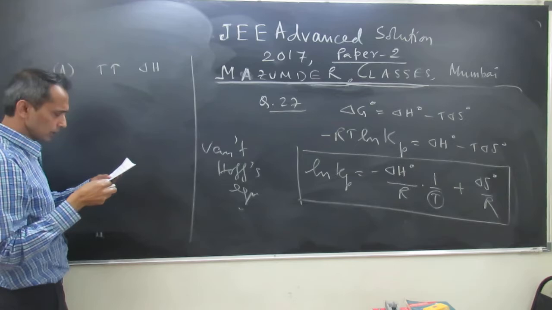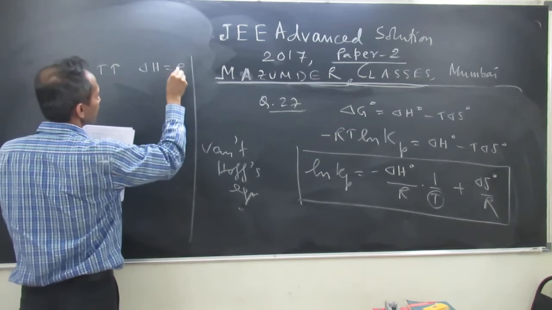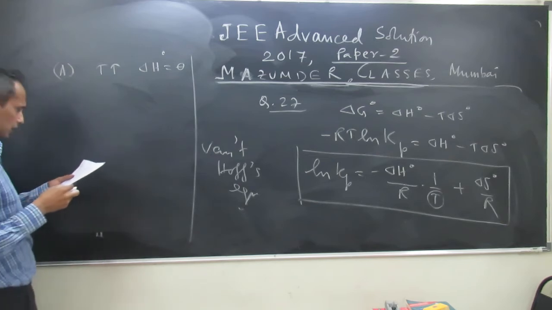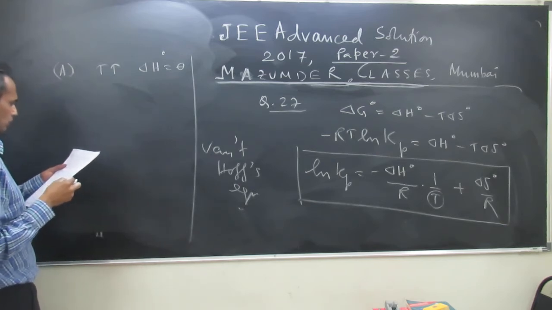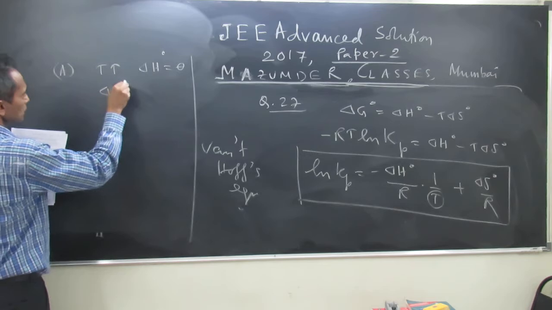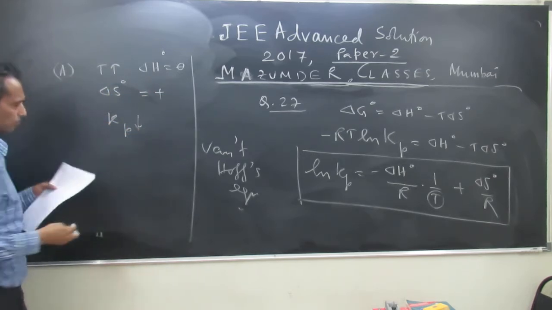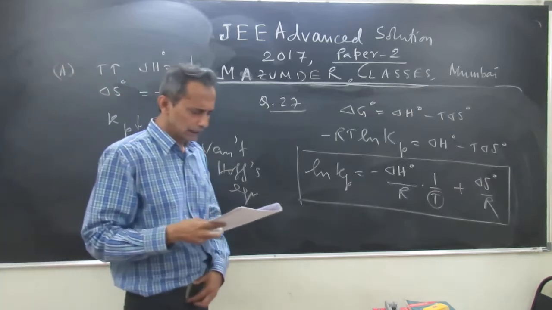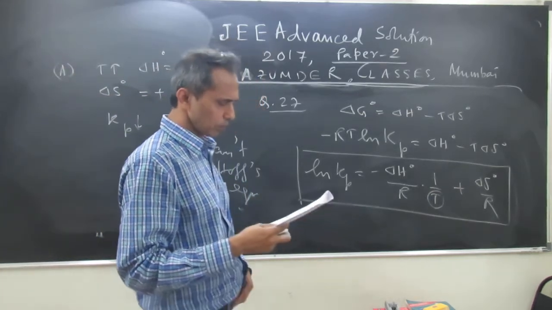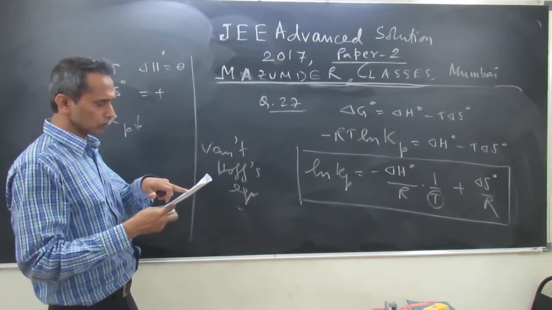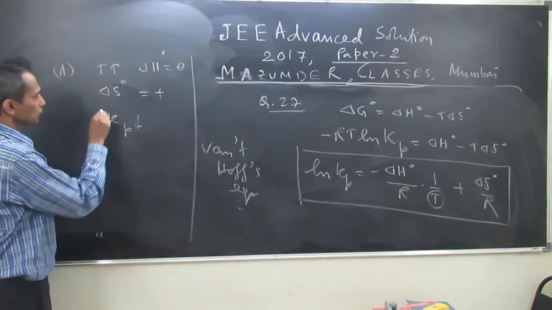for an exothermic reaction, delta H is negative, decreases because the entropy change of the system is positive. And delta S naught, they are saying, is positive, and they are saying that the equilibrium constant is decreasing. With increasing temperature, the value of K for an exothermic reaction decreases. They are saying Kp is decreasing.